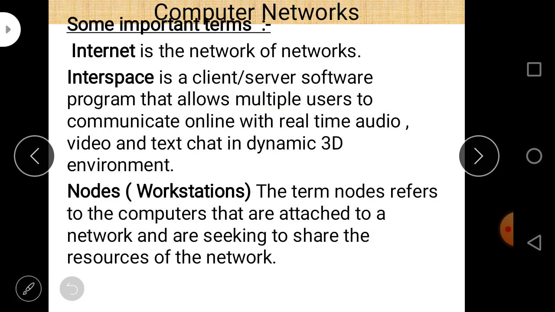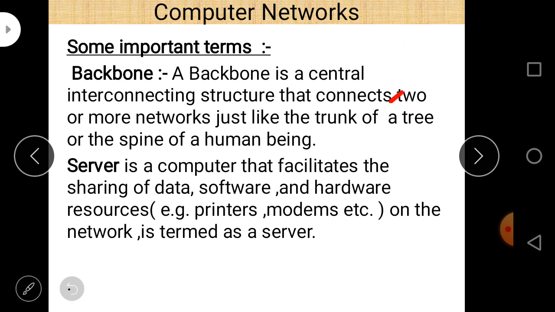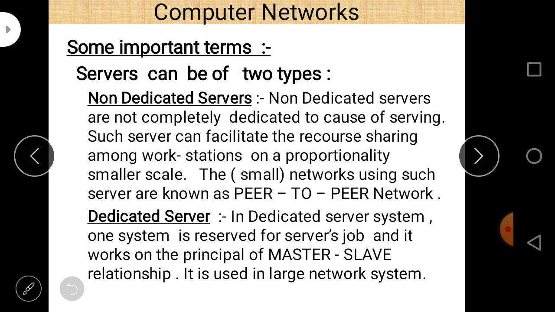Some important terms: Internet is a network of networks. Interspace is a client server software which allows multiple users to communicate online. Nodes or workstations are computers attached to a network. Backbone is a central interconnecting structure that connects two or more networks. Server is basically a computer that facilitates the sharing of data, software and hardware.